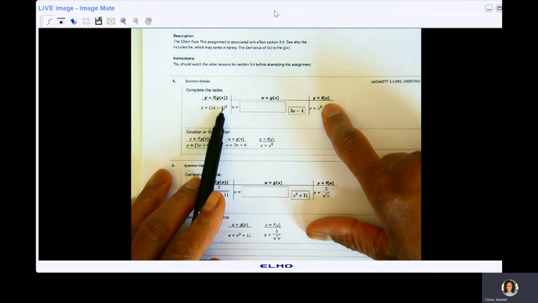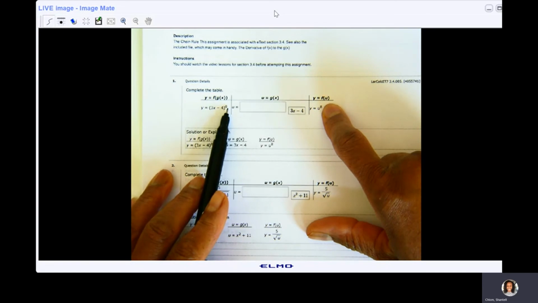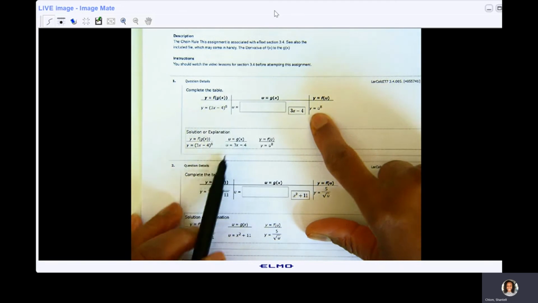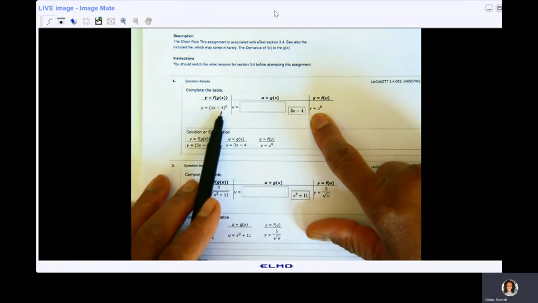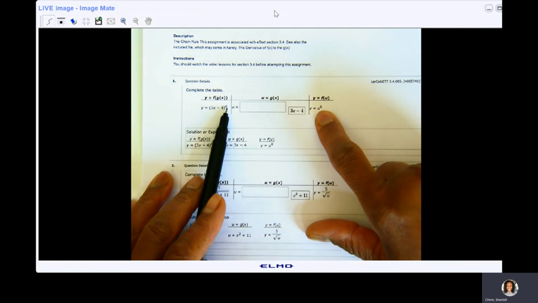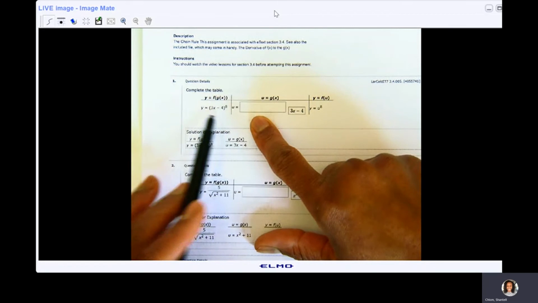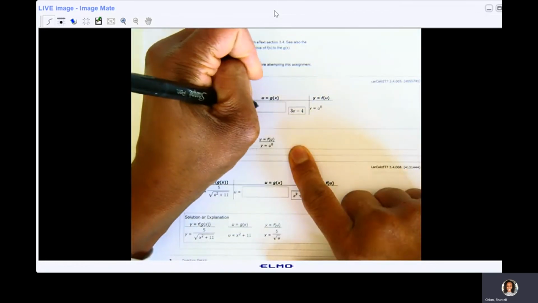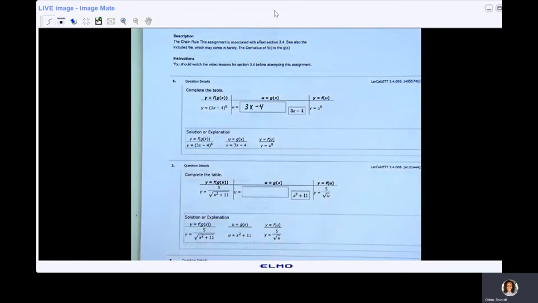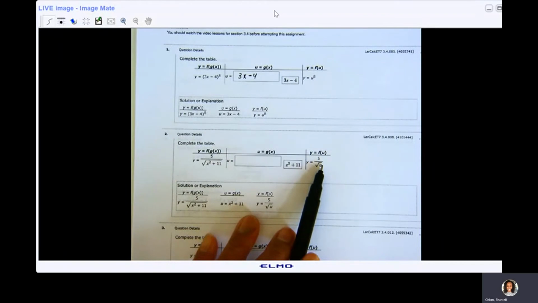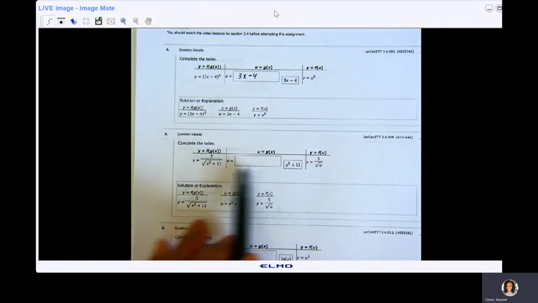So the outer function is that 8 there. If we call that inner function u, then that is u to the 8th power. So that's what you have right here. We're calling the inner function u. So you would have y equals u to the 8th power. And u is this inside function, 3x minus 4. So that goes right here. If you were to look at this part, they give you the outer function.